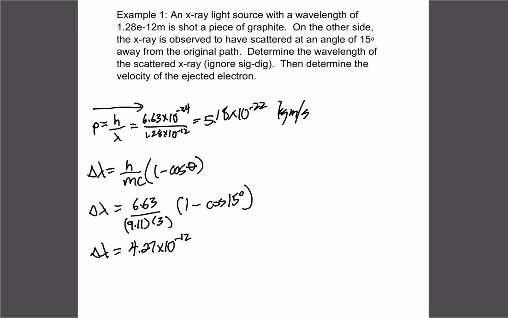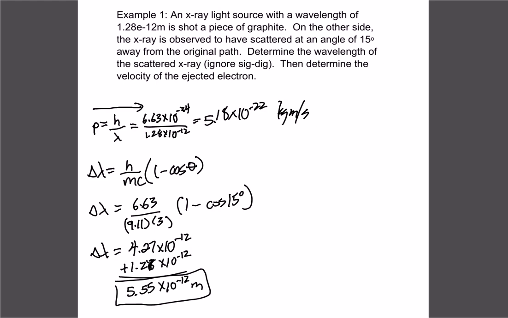So what that means is our incident wavelength was 1.28, it's gained 4.27, so we need to add that on there. When we add that, we get 5.55 times 10 to the negative 12 meters. So that's our scattered wavelength of our outcoming ray.